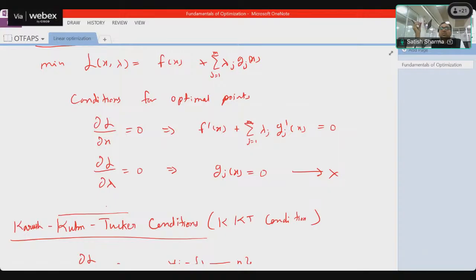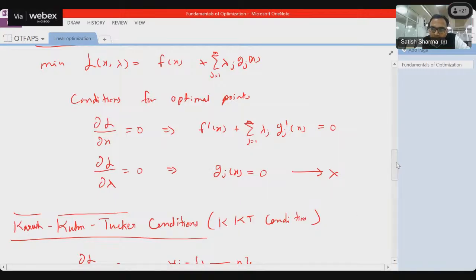At that time, he did not publish the work. It was only submitted in hard copy. So later it was discovered that Karush had already identified these conditions, so that name was also added. So these are the different KKT conditions we have to solve the optimization problem.